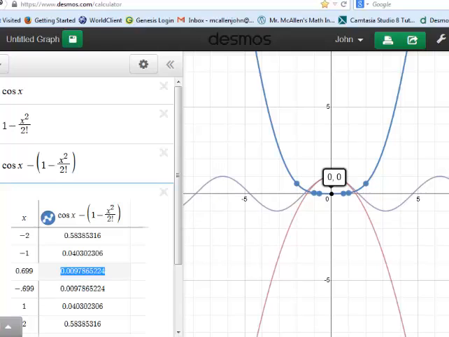I hope this video helps, and remember that whenever you're working with Taylor polynomials, you can quickly get a visual of how your polynomial is fitting your actual function by using this type of tool.